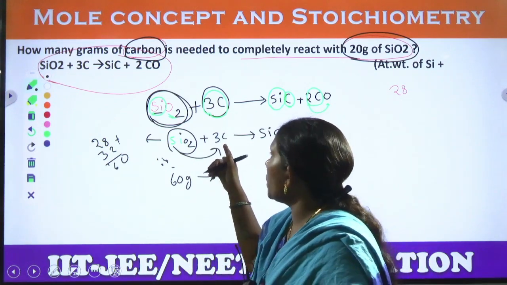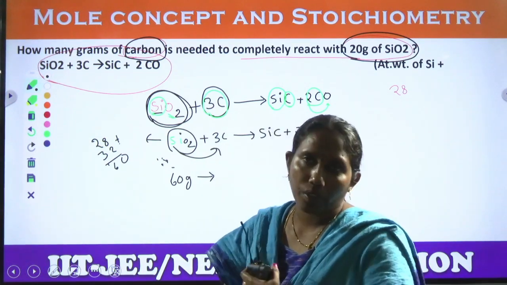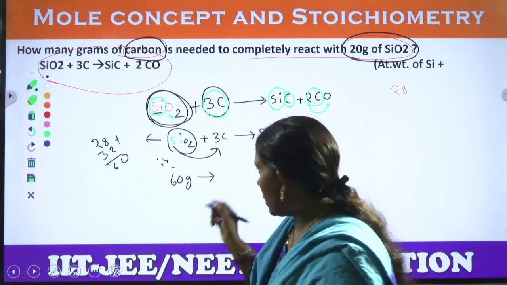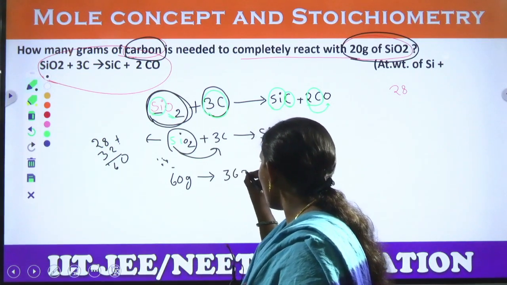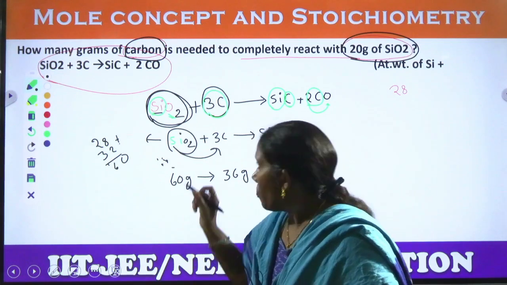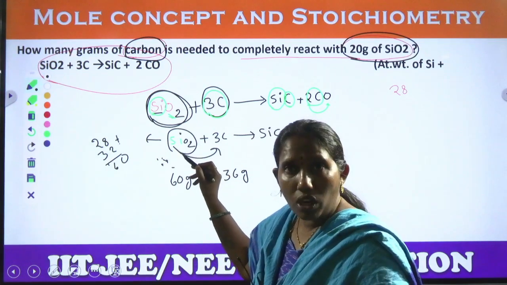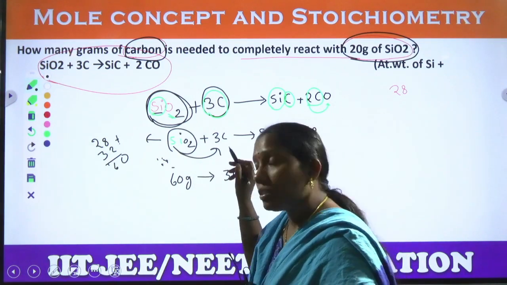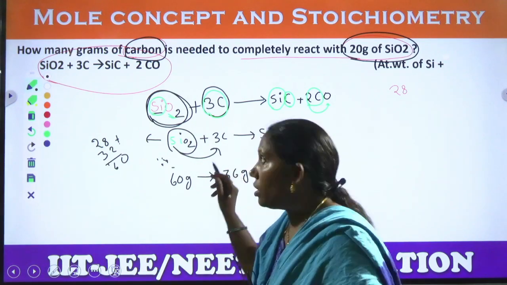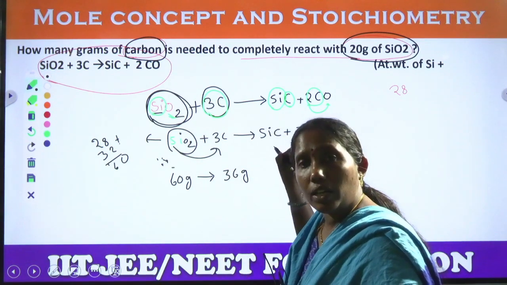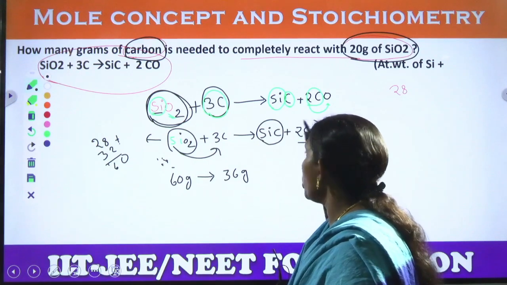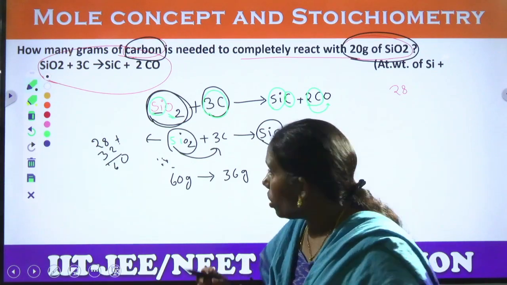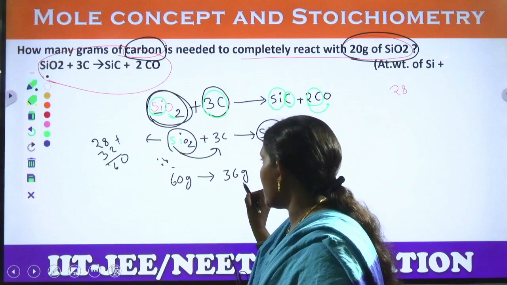So 60 grams of silicon dioxide reacts with, for one carbon it is 12 grams. In the given equation we have 3 carbons, so 12 threes are 36 grams. Means 60 grams of silicon dioxide reacts with 36 grams of carbon to produce one silicon carbide and 2 moles of carbon monoxide. So 60 grams gives 36 grams.